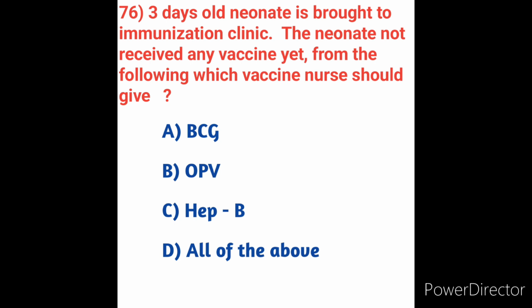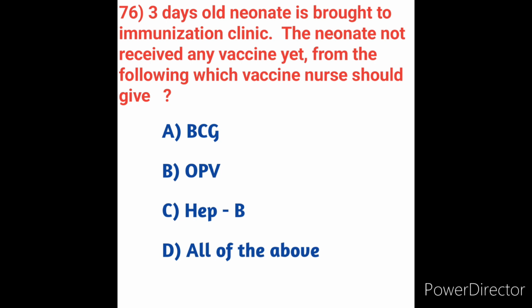Hepatitis B is the first vaccine most babies receive, and it is given within 24 hours of birth. The second hepatitis B vaccine is given when they are 1 month to 2 months old. The third dose we can give at the age of 6 months to 18 months.